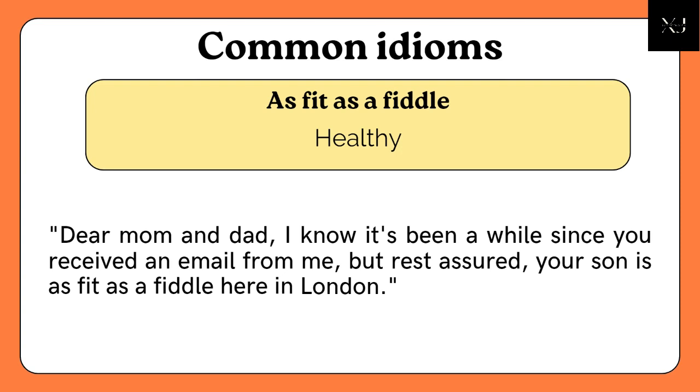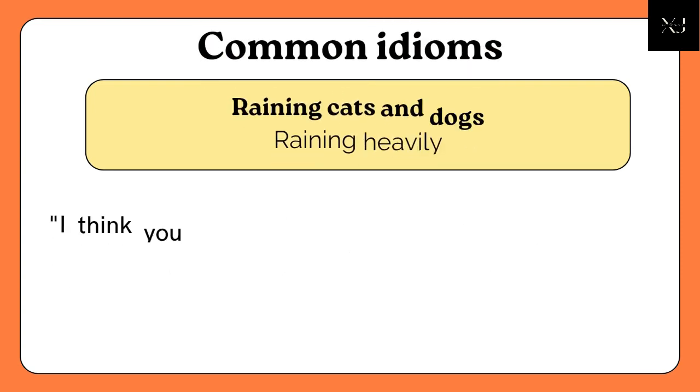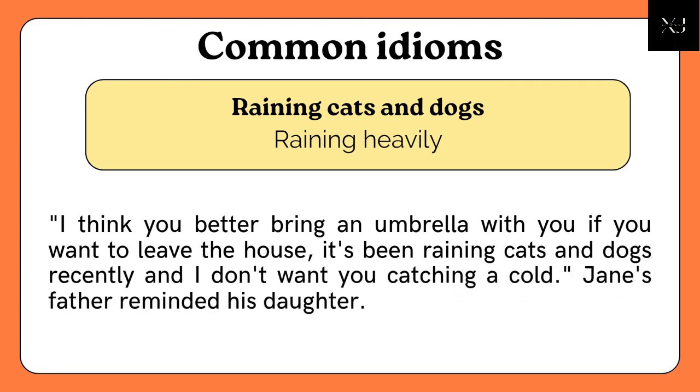So that's quite interesting. Okay, our next idiom is "raining cats and dogs." It means raining heavily. "I think you better bring an umbrella with you if you want to leave the house. It's been raining cats and dogs recently and I don't want you catching a cold," Jane's father reminded his daughter. What a sweet father. If you always go out in the rain and you don't have an umbrella, there's a very high chance that you will fall sick. That's why Jane's father reminded his daughter to bring an umbrella, because it's raining cats and dogs outside. And quite often also.